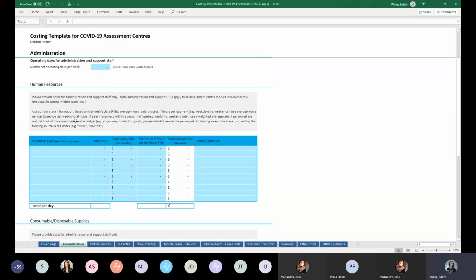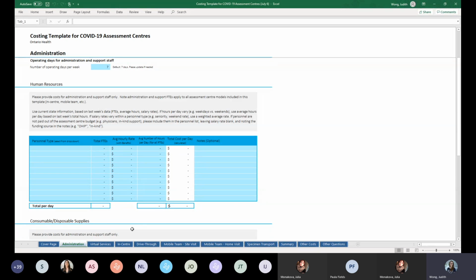The human resources section of this tab is where you can enter your personnel that are responsible for the administration and support functions of your assessment center. So these are the folks that will not fit under the specific model services. We expect the admin and support functions to support all of your direct care models.